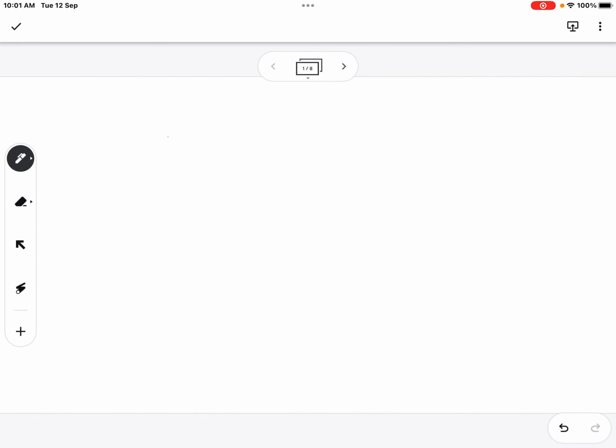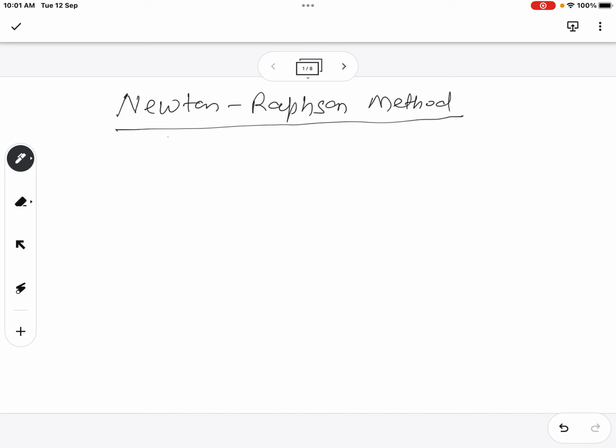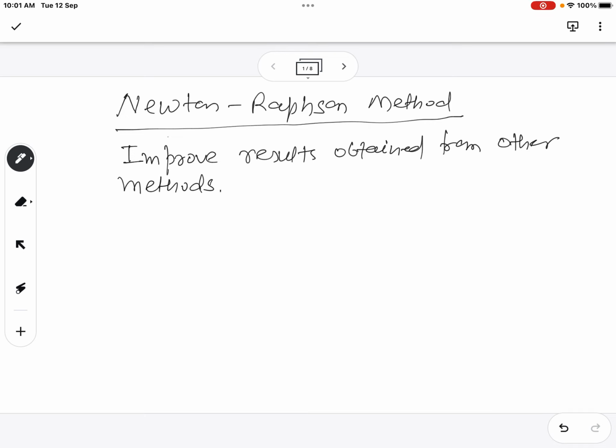So in this video I am going to talk about a method of root finding, and that method is known as Newton-Raphson method. Usually this method is used to improve results obtained from other methods like bisection, etc.